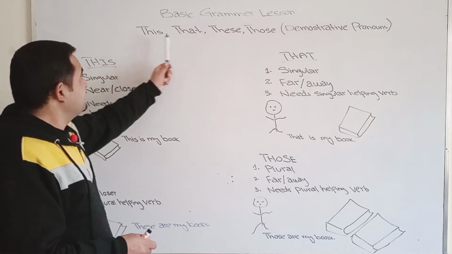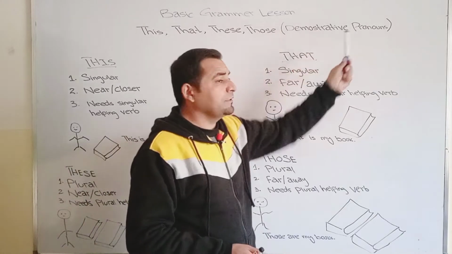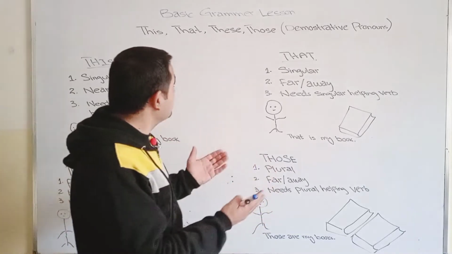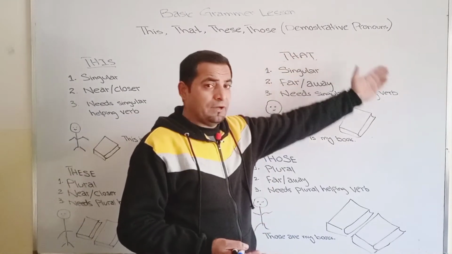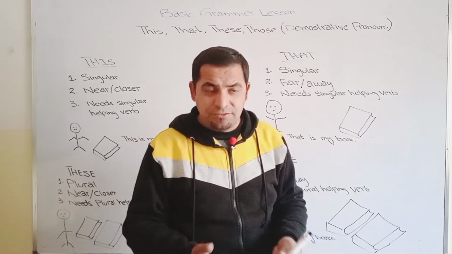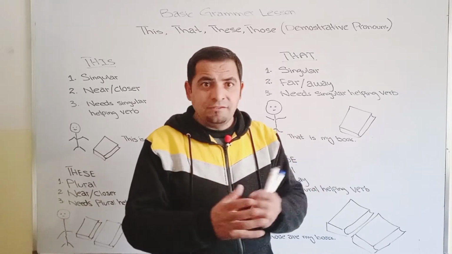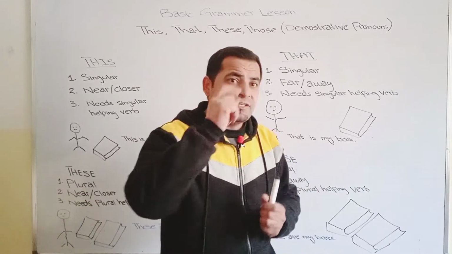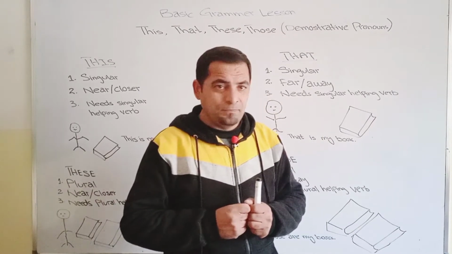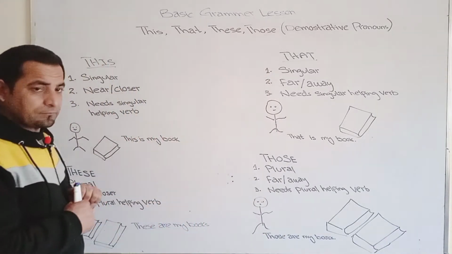Well, this, that, these and those are called demonstrative pronouns in terms of grammar. So the technical name for this group is demonstrative pronouns. Now let's get to know what demonstrative pronouns are. Demonstrative pronouns are words that point out something or show something. All right, so let's first start with this.